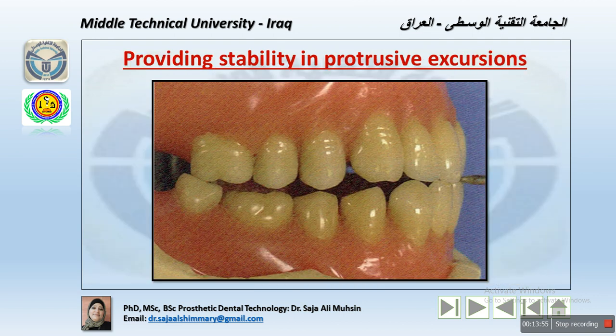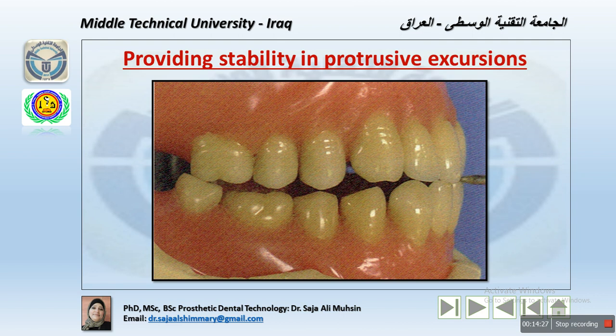Now, regarding providing stability in protrusive excursion, of course, omitting the premolar or omitting the last molar gives sliding of the upper maxillary arch easily during the crushing of the food, which leads to instability, and the patient will feel that they are losing control of their dentures.